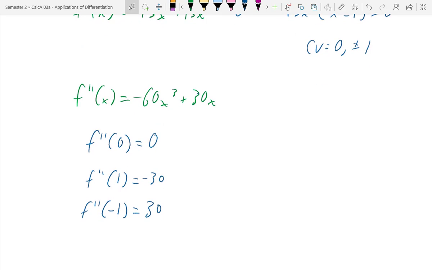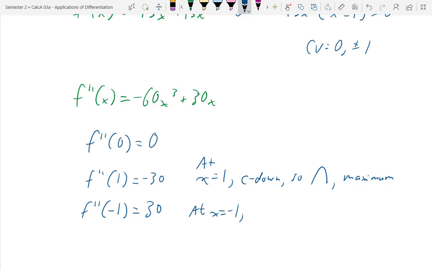Right away, I know that when I plug in 1, let's make it simple, at x equals 1, this negative 30 indicates that it's concave down. So there is a shape that looks like this, which means that at x equals 1 you have a maximum. A local maximum, but you do have a maximum. At x equals negative 1 you have what? Concave up, which means it's a minimum.